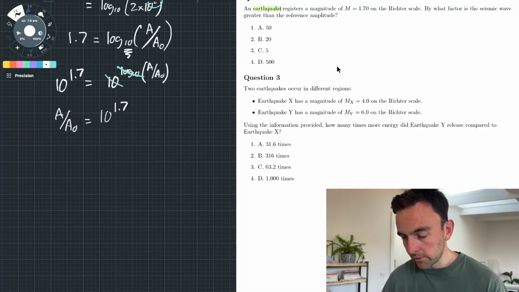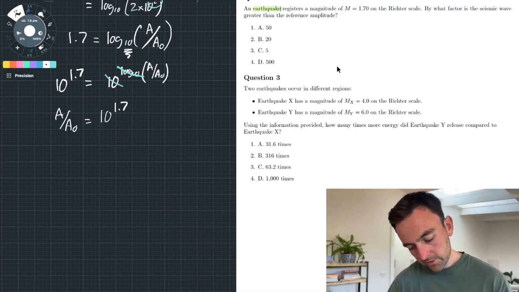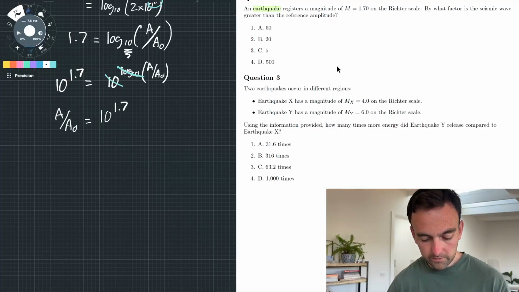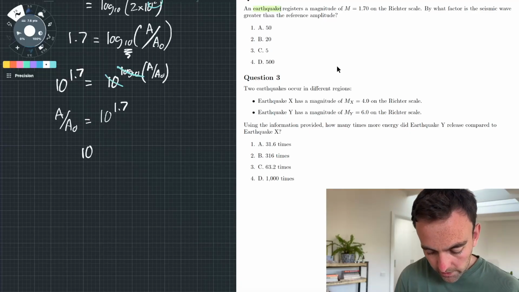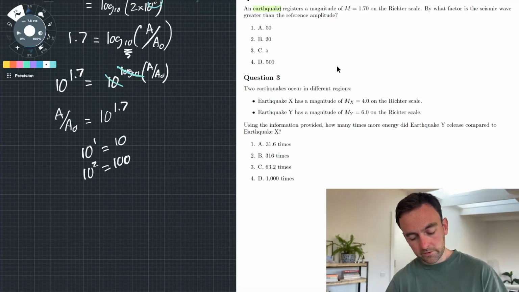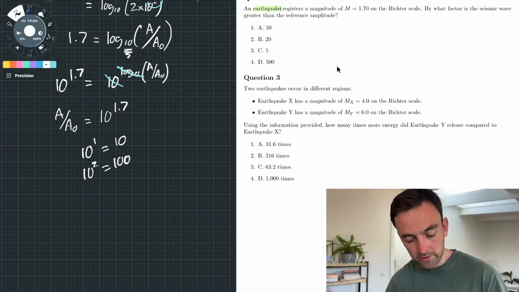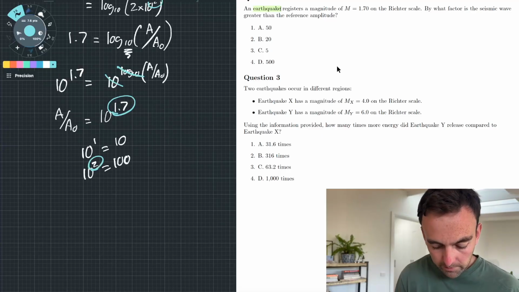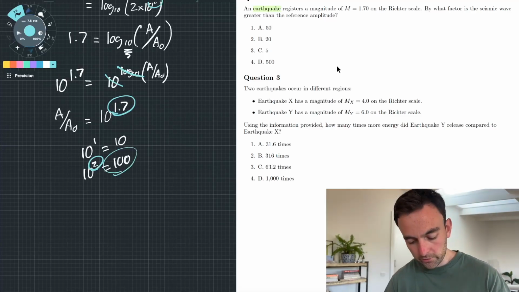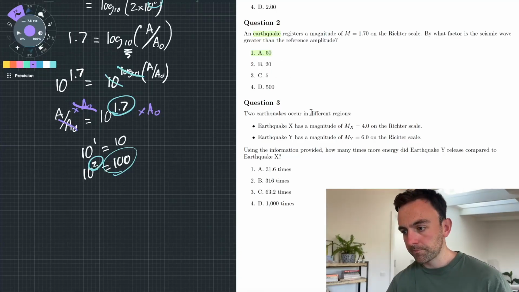Now, this is a little bit tricky to solve, but if you just think about what that means, how I would do this is 10 to the 1 equals 10, and 10 to the 2 equals 100. So it's somewhere between 10 and 100, but it's likely closer to 100 because 1.7 is closer to 2. So that means our answer will be closer to 100. Okay, so this one will be option A, 50.